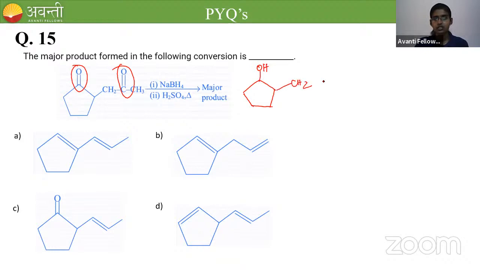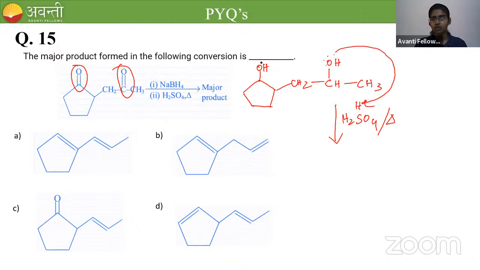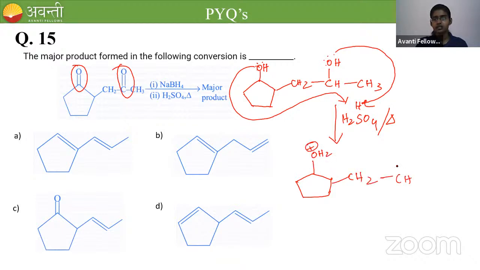CHOH, CH2, CHOH, and CH3. This is the compound we get on treatment with NaBH4. And then on reaction with H2SO4 and on heating. So what do you get from here? So this is the acid, sulfuric acid, and acid contains H plus and HSO4 minus. So both the oxygens get protonated by the H plus, and we get OH2 on both the things. So CH2, CH, OH2 plus, and CH3.